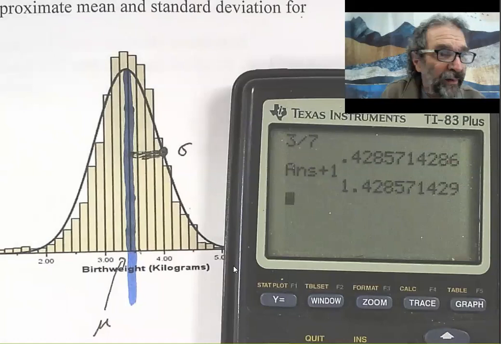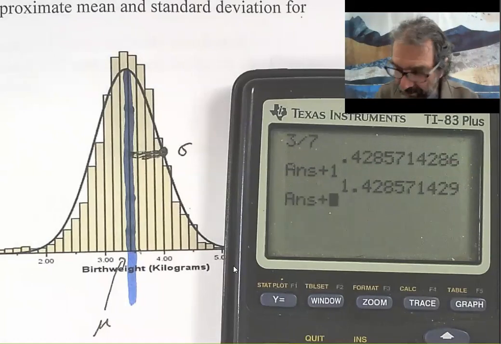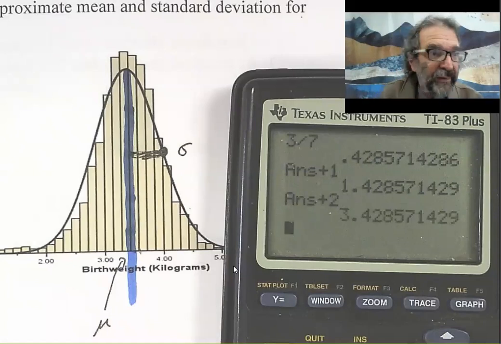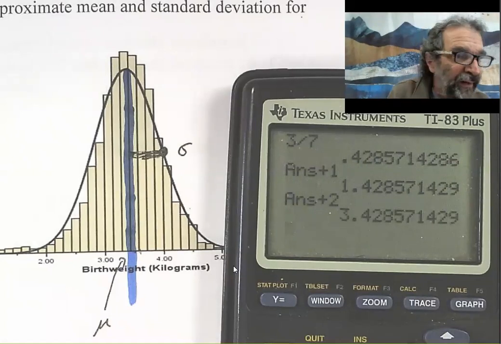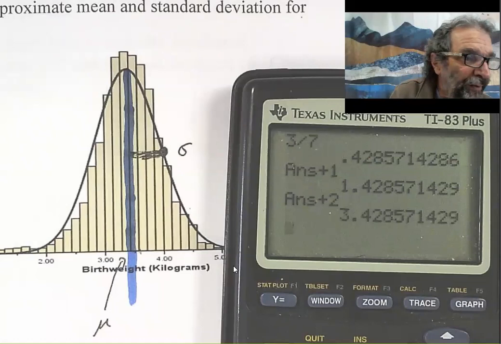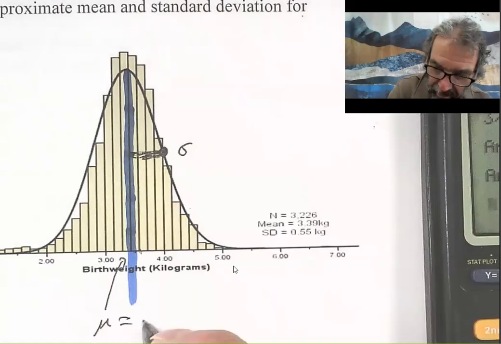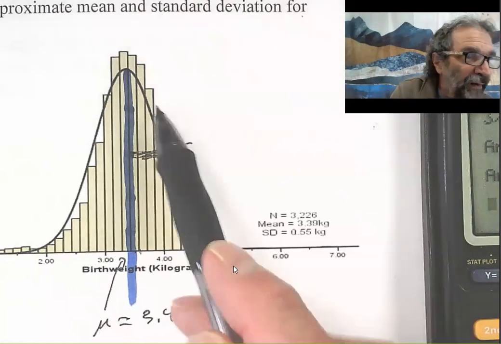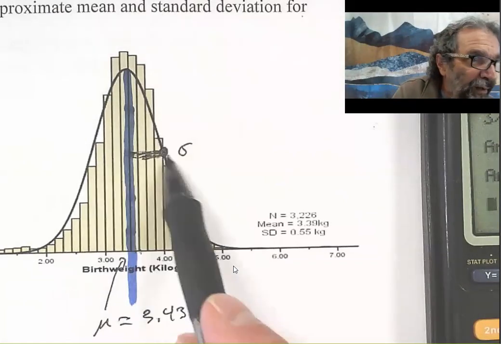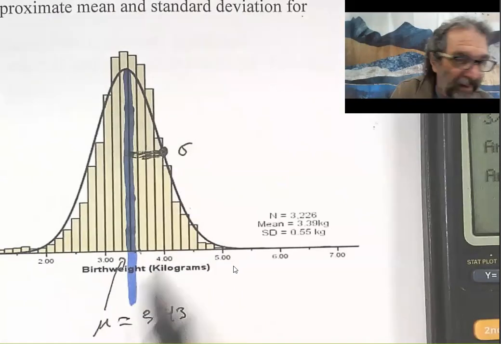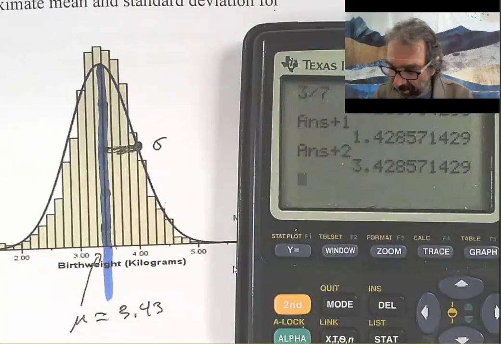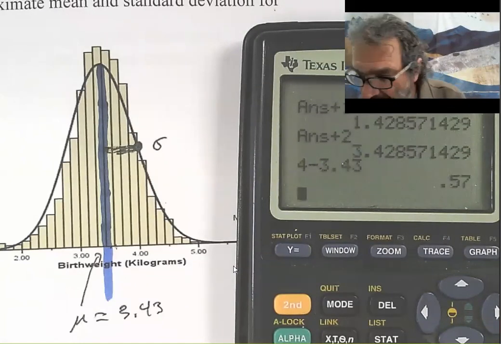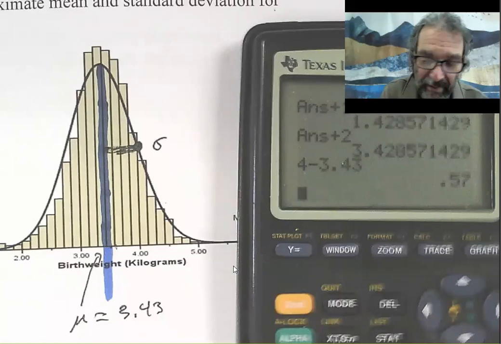So maybe 1.4, oh, add 3 to it. Add 2 more. So 3 plus 0.428, so about 3.43. I'll put it here. 3.43 makes sense. And then for sigma, I've got 3.43 over to just about 4. That's convenient. So 4 minus 3.43 is 0.57. So I'll go here. That's about 0.57.